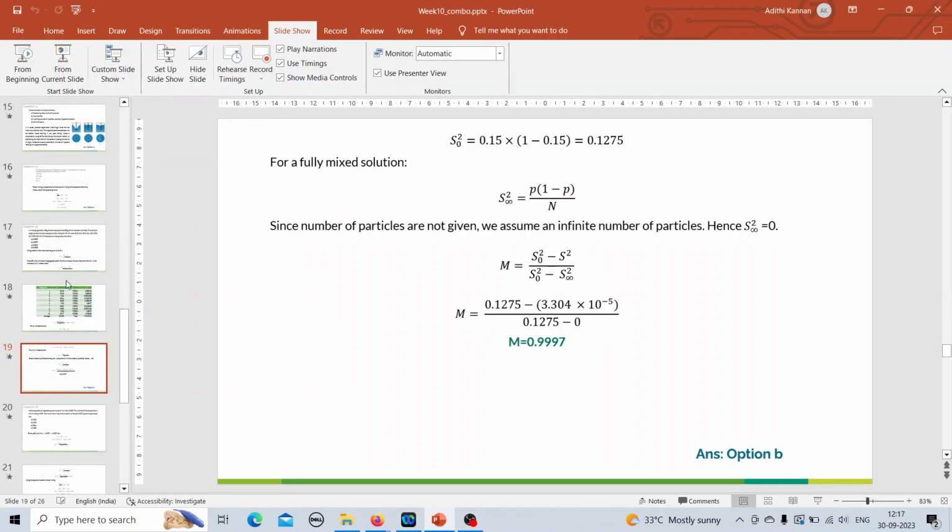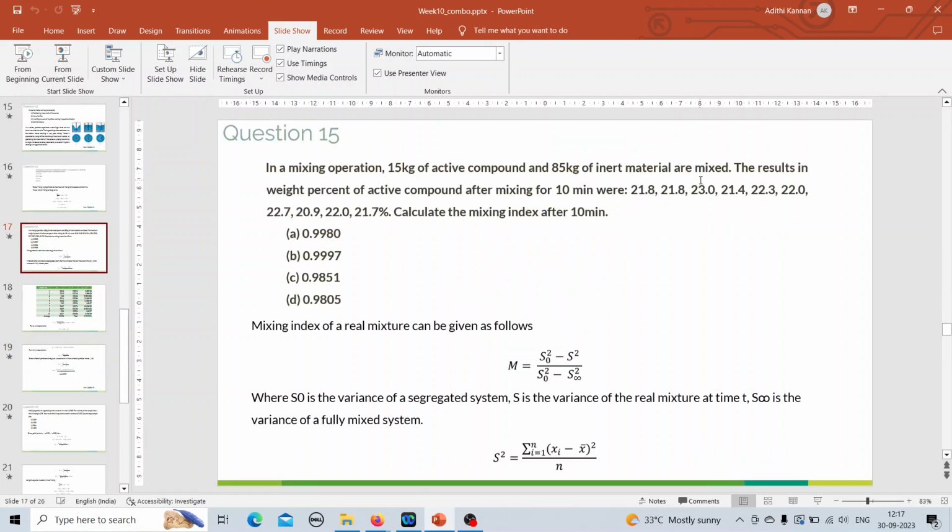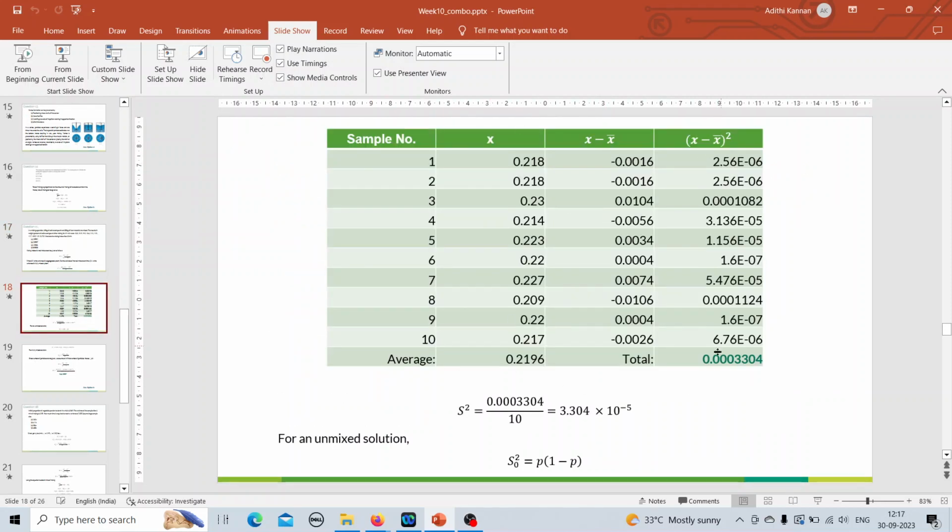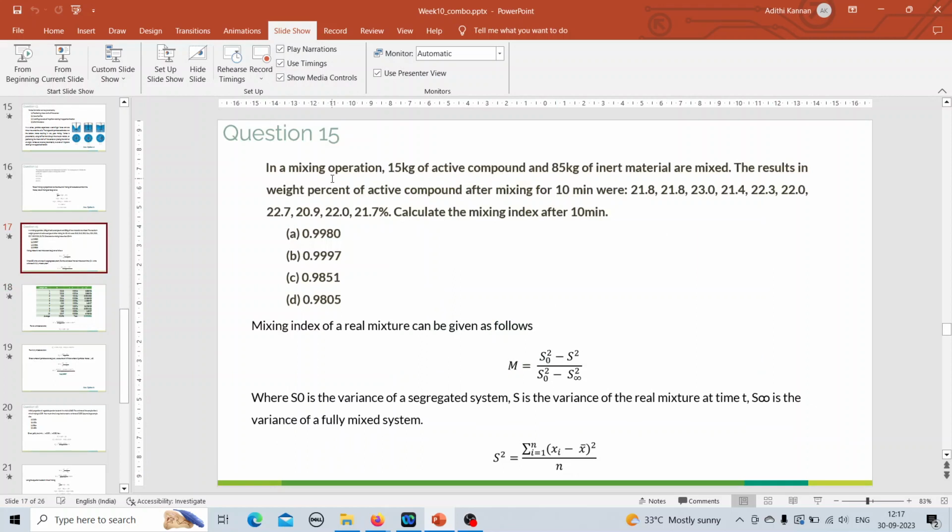So just giving a recap, when you have taken out multiple samples and you've calculated the weight percent in each of those samples, what you do is you create a table where you calculate the variance at that particular time. That is, first you calculate the mean, then you calculate x minus x bar the whole square for each of the samples. Then you add all these to get the summation of x minus x bar the whole square. That divided by small n, which is the total number of samples, will give you S square. S naught square can be given as P into 1 minus P, where P will be the weight fraction initially in the mixing operation.